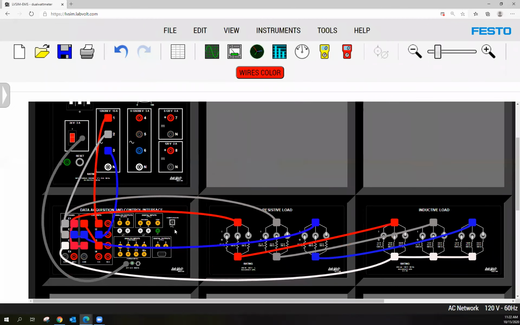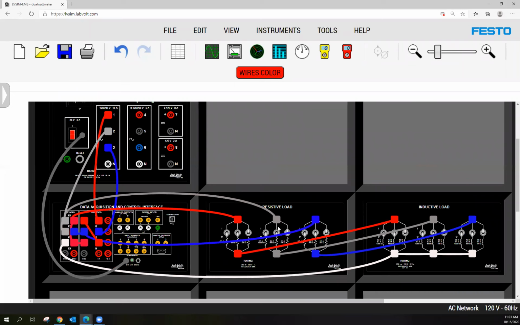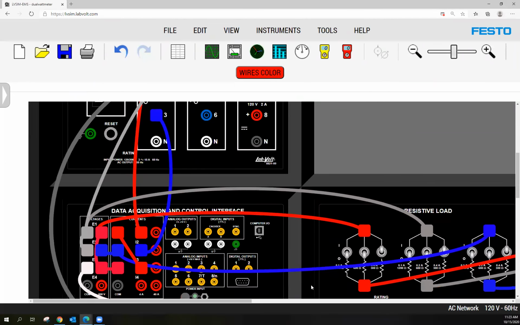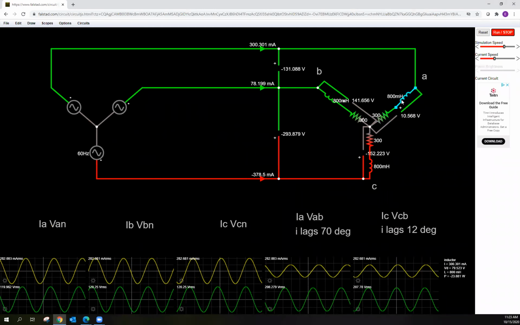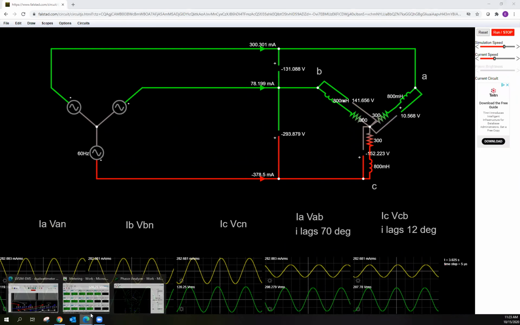And I have exactly the same setup. I have a three-phase load, and notice the values here. I have it at 300 ohms. You see that? I have one click turned on and 0.8 henries. And that is matching exactly with this one, 300 ohms, 0.8 henries. So they're both simulating the same thing.